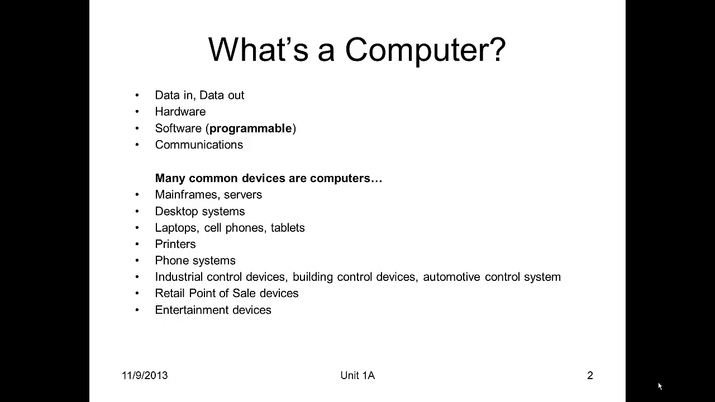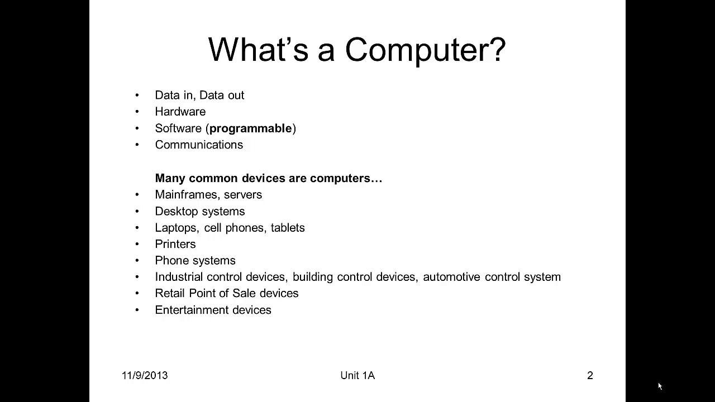Many common devices are computers. Many devices have computers embedded in them. What we would all recognize as computers are, of course, the mainframes and servers that typically reside in a controlled data center environment, desktop systems, portable devices, laptops, cell phones of all sorts. Even the most basic cell phone has a microprocessor in it, and tablets. Printers are also computers. They're very sophisticated devices with processing units, programming languages in effect, storage, and network capabilities.